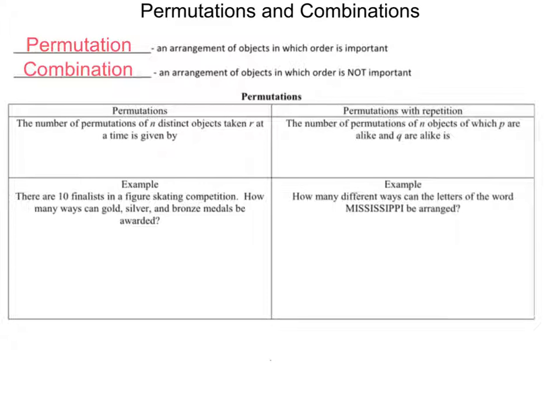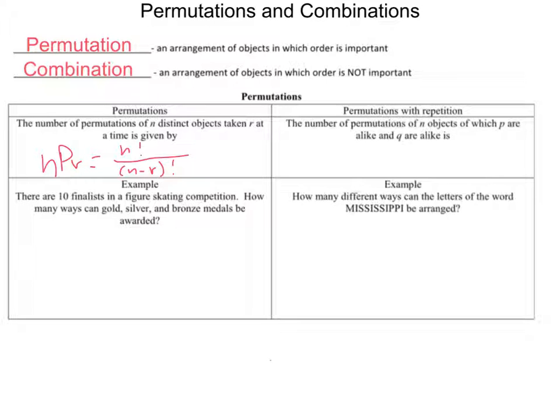There's going to be a second place position that gets a silver medal and a third place position that gets a bronze medal. So the order is important here because if I finish first, I don't want a bronze medal, I want the gold medal. So here the order does matter. The number of permutations of n distinct objects taken r at a time can be given by a formula: n factorial over n minus r factorial. We can use that formula to solve this problem.